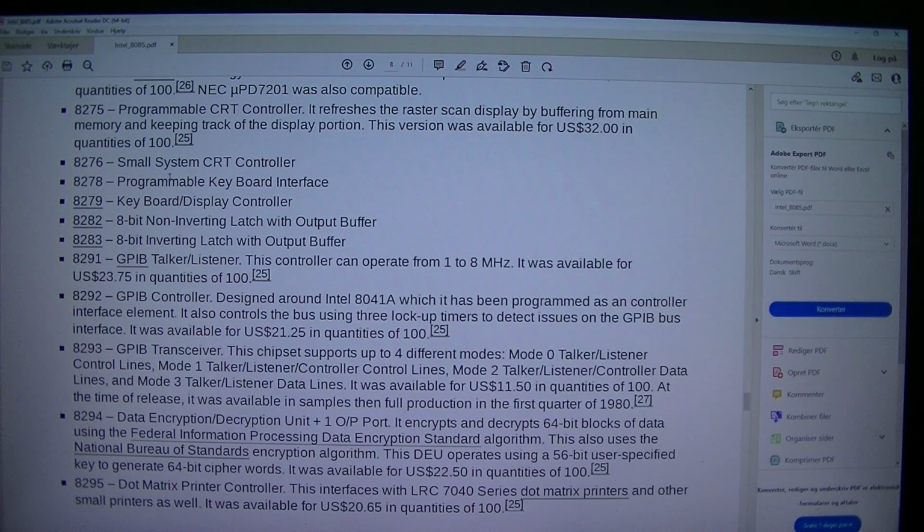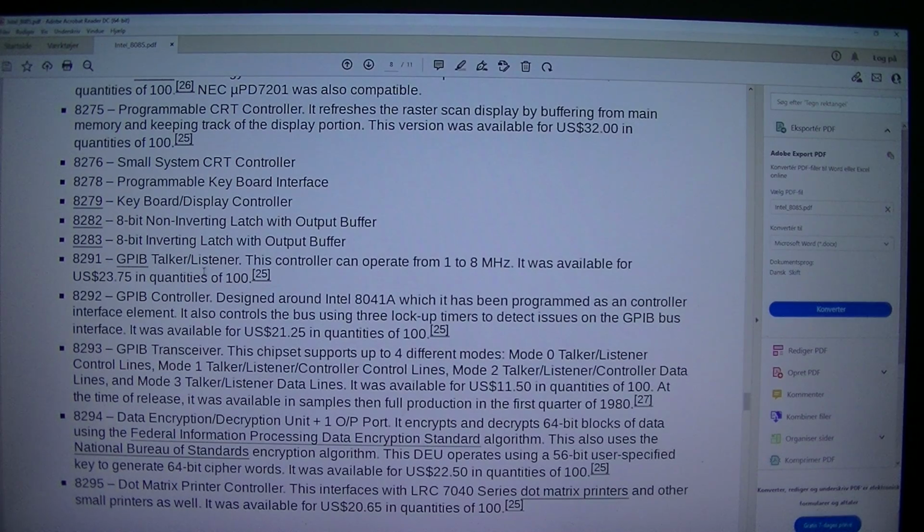8276 small system CRT controller. 8278 programmable keyboard interface. 8279 keyboard/display controller. 8282 8-bit non-inverting latch with output buffer. 8283 8-bit inverting latch with output buffer.